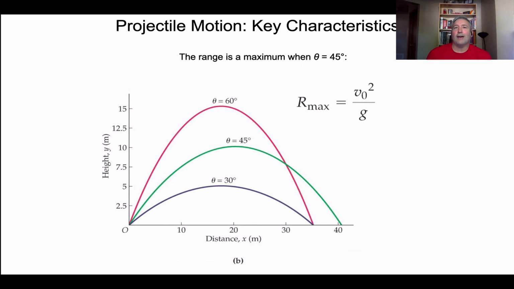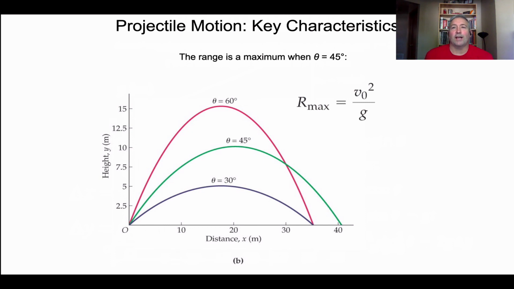So basically what you have is a trade-off between horizontal motion and vertical motion. If you shoot it below 45 degrees, it's moving faster horizontally, but it's not in the air as long. If you shoot it above 45 degrees, it's in the air longer, so it has more time to travel horizontally, but it's not moving as fast horizontally. So you're trading off one for one. So the 45-degree angle is your best angle, and that's given to us by this maximum range formula.